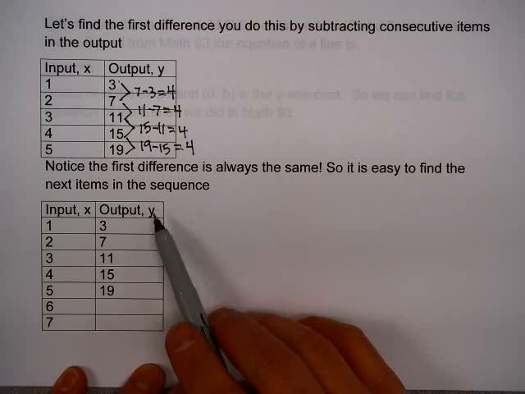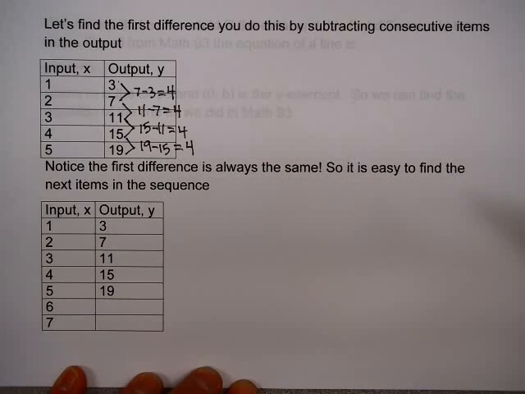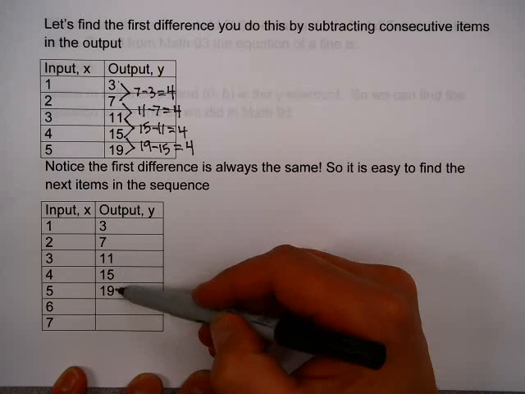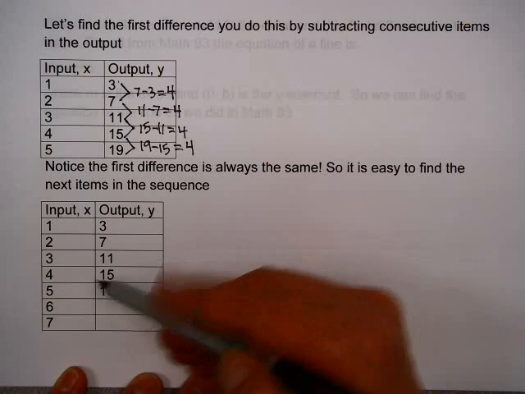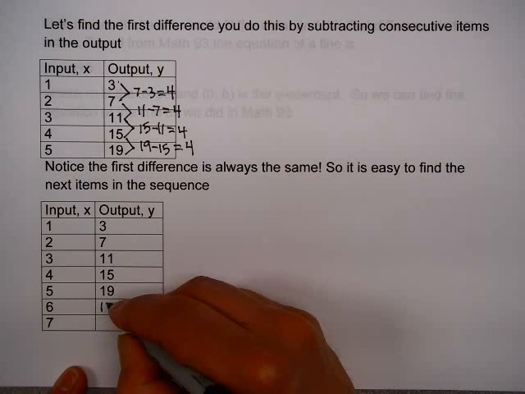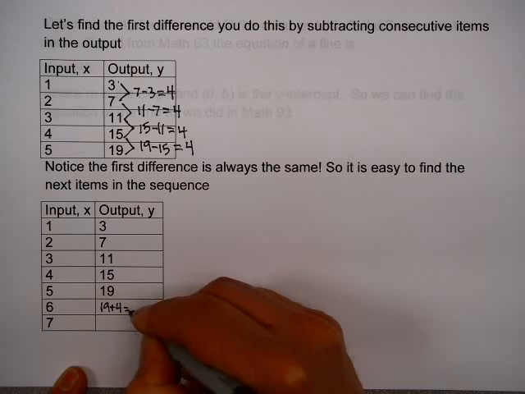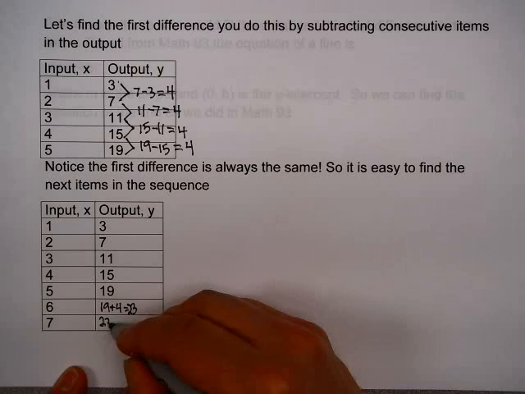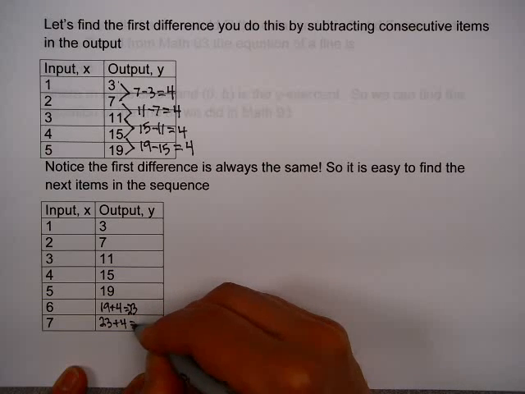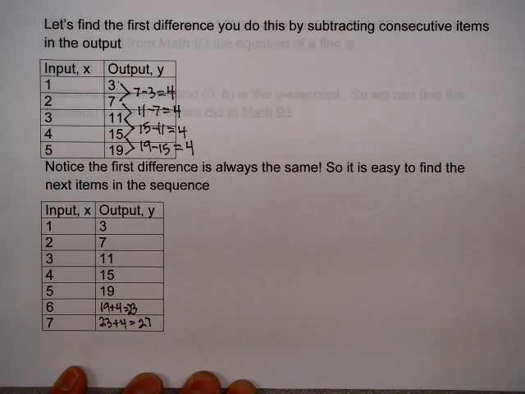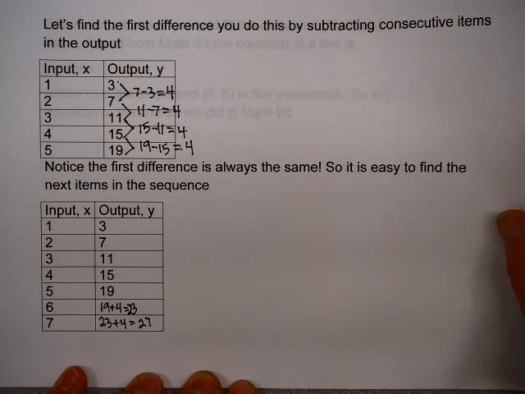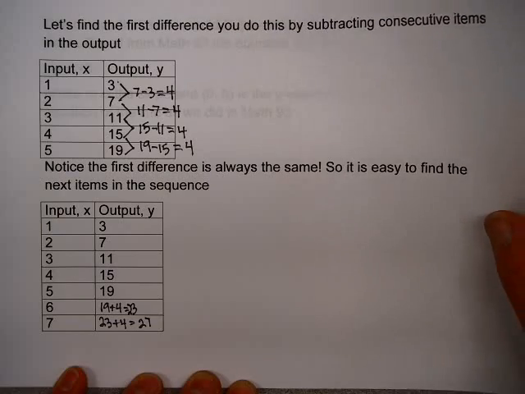So it's easy to find the next items in the sequence if you were asked to do that. Since this goes up by 4, by 4, by 4, by 4, the fifth item was 19, so the sixth item should be 19 plus 4, or 23. And the seventh item should be 23 plus 4, or 27. Okay? So it's not too hard to find these additional items if you know that first difference.